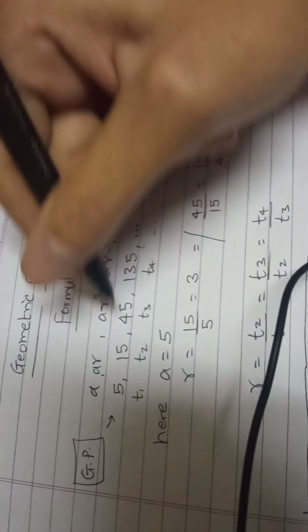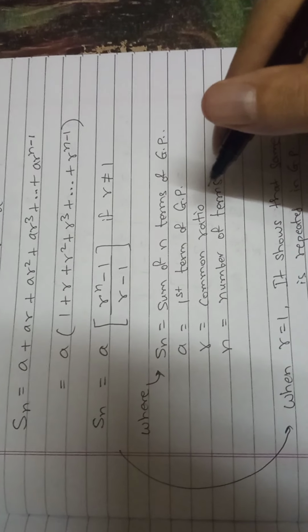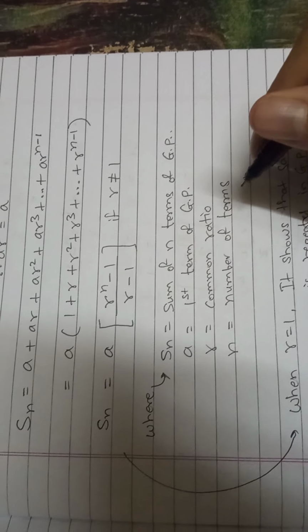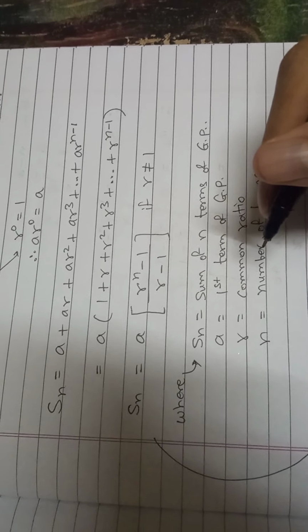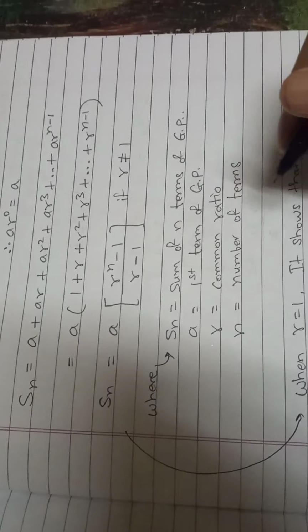If we take this, then a is equal to 5. Similarly, r is equal to the common ratio, which we have studied before, and n is equal to the number of terms. That is, if we want the sum of the first 3 terms, or the sum of the first 5 terms.